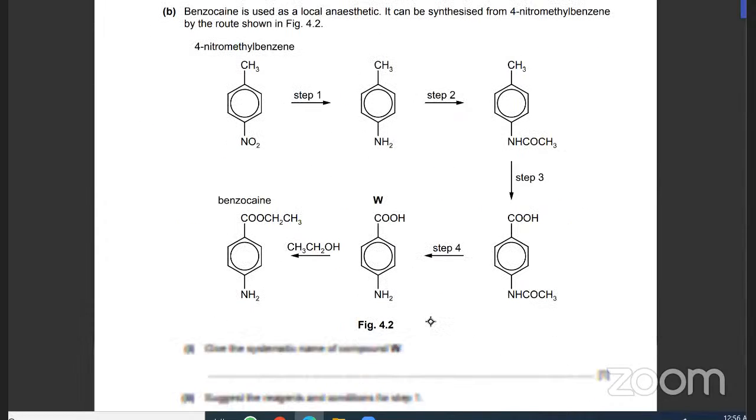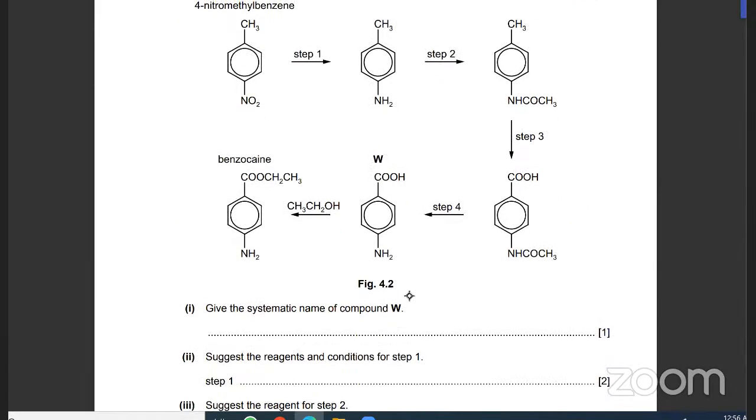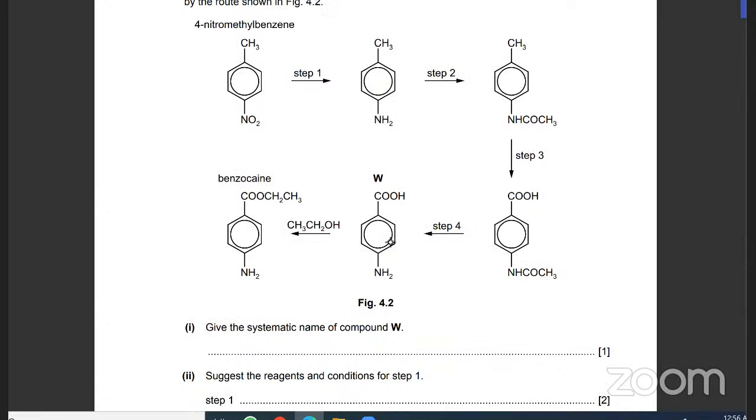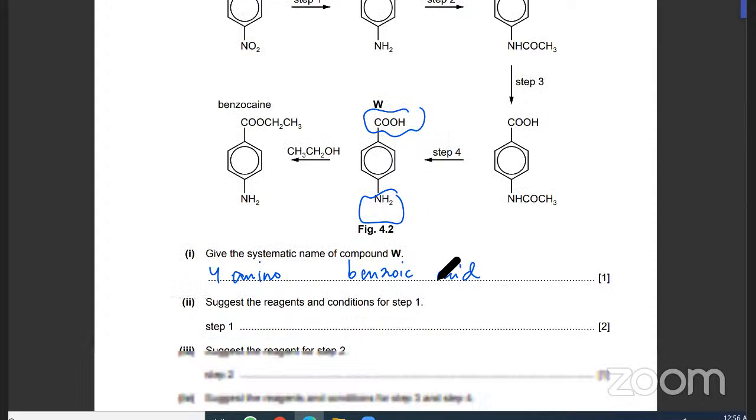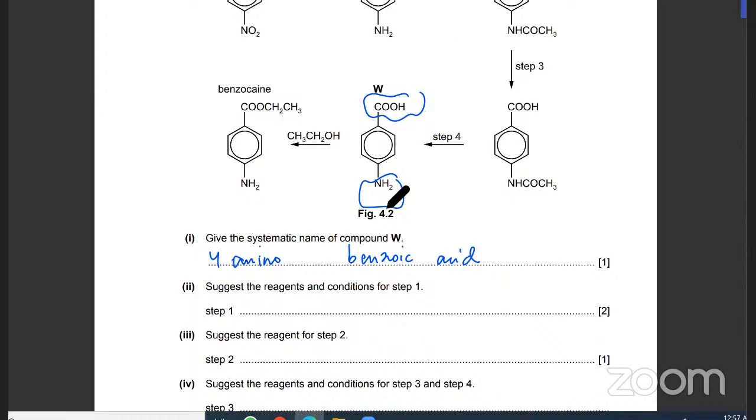Now the next part is this reaction mechanism. Give the systematic name of W. Carboxylic acid has the highest precedence, so this is benzoic acid, and amine changes into amino, so that's 4-aminobenzoic acid. Remember the order of precedence, although you're not going to get a very complicated question on this: carboxylic acids, followed by aldehydes and ketones, which have higher precedence, then alcohols, and then amines.